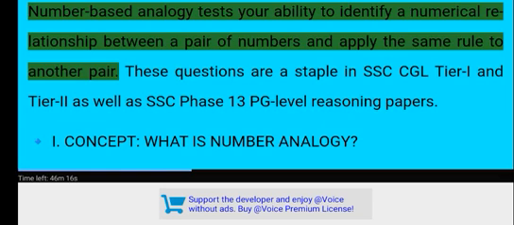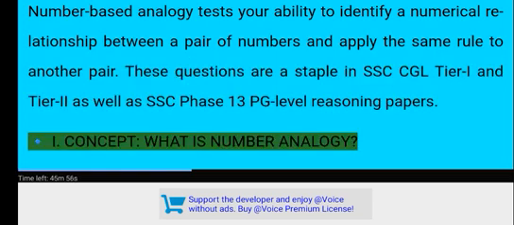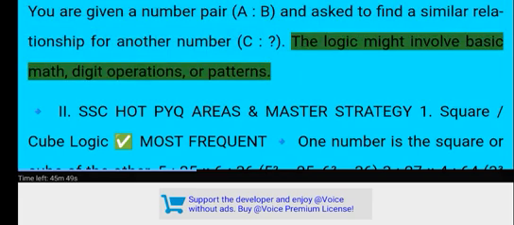Number-based analogy tests your ability to identify a numerical relationship between a pair of numbers and apply the same rule to another pair. These questions are staples in SSC CGL Tier 1 and Tier 2 as well as SSC Phase 13 PG level reasoning papers. What is number analogy? You are given a number pair A, B, and asked to find a similar relationship for another number C. The logic might involve basic math, digit operations, or patterns.